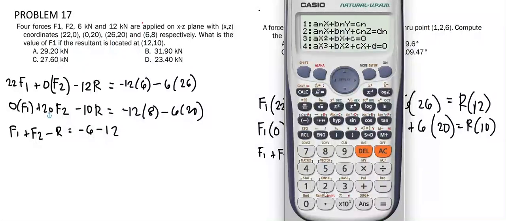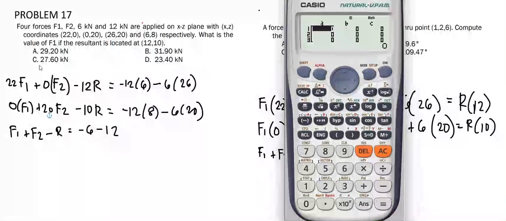Go to mode 5, 2. So here, our A variable represents the force F1, and B represents our force F2, and C represents our resultant force R, and D represents our constants. So let's plug in the coefficients of the variables. We have F1 having a coefficient of 22, F2 has 0, and R has negative 12. And for the constant, that is negative 12 times 6 minus 6 times 26.